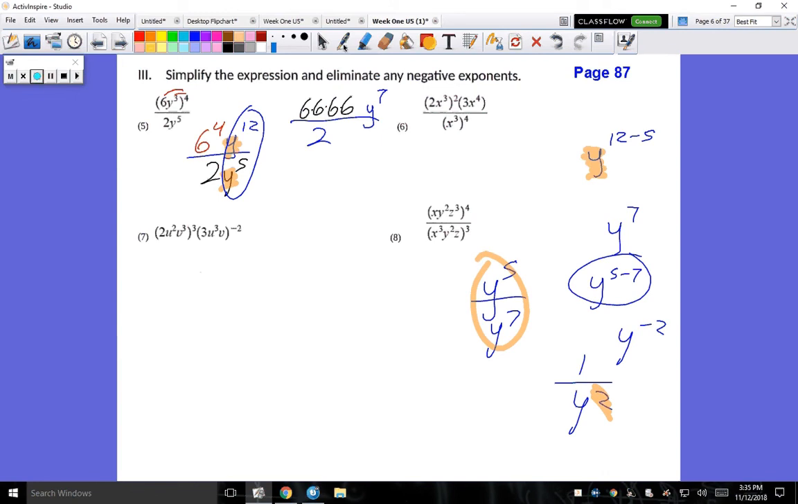Let's practice these together though. y to the 7th up top. 2 reduces with one of these 6's, making it into 3. You understand? So now I have y to the 7th. 6 times 6 times 6 is 36 times 6. You with me? So you get 216 times 3, 18. Carry the 1.